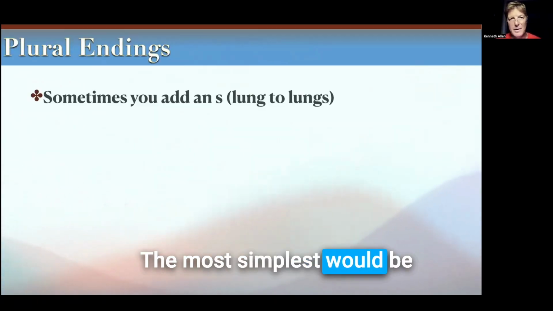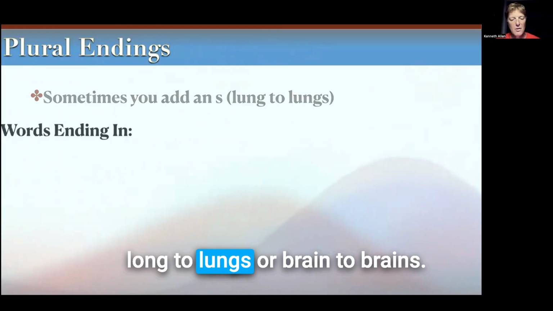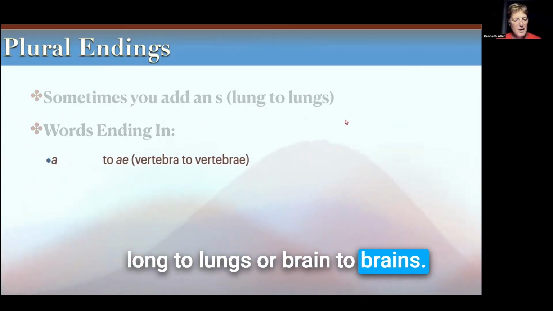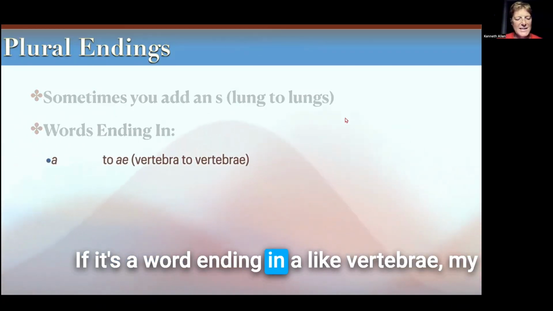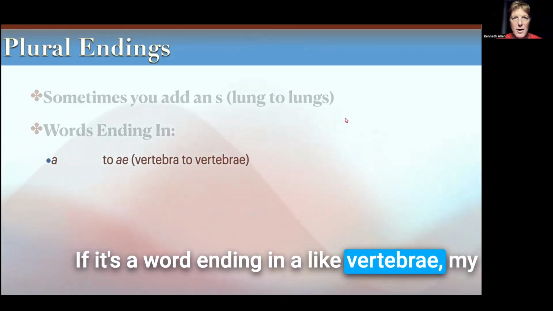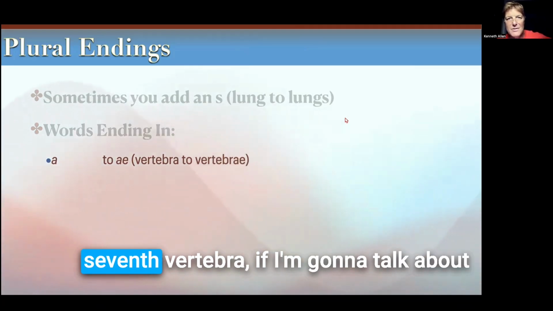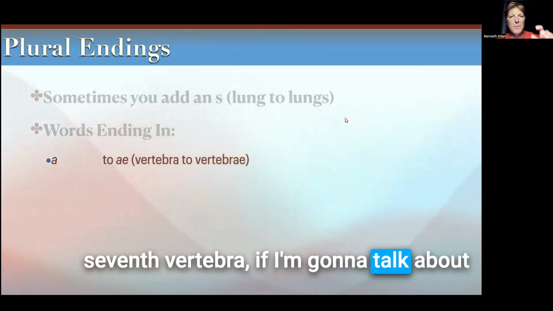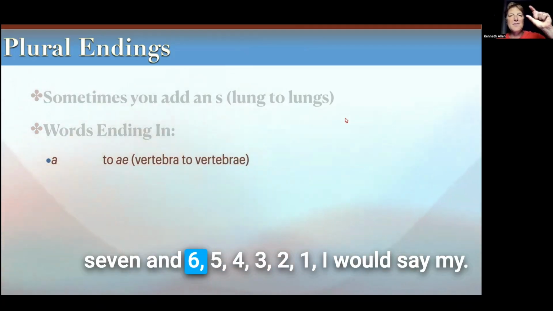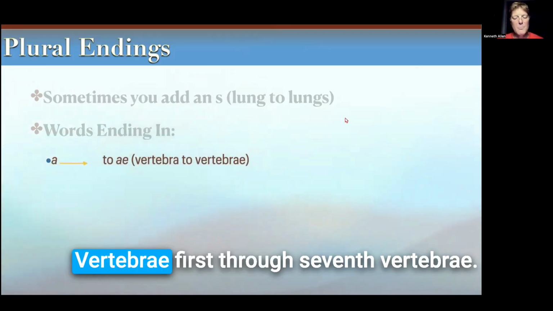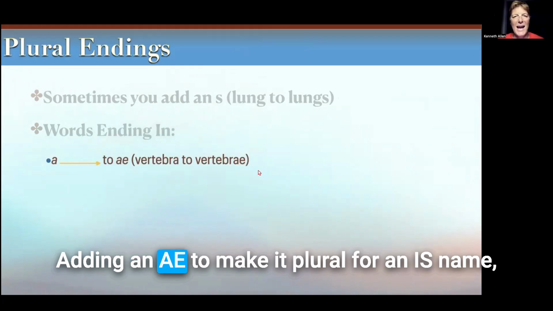Sometimes you add an S to make it plural. The most simple would be lung to lungs or brain to brains. If it's a word ending in A, like vertebra, my seventh vertebra, if I'm going to talk about 7, 6, 5, 4, 3, 2, 1, I would say my vertebrae, first through seventh vertebrae, adding an AE to make it plural.